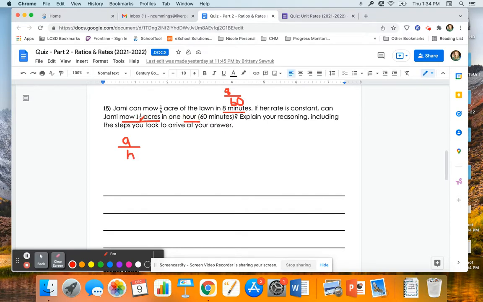Can she mow 1.5 acres in 1 hour? If she can, you can write yes, she can, because she can mow blank in 1 hour, or no, she cannot. She can only mow blank acres in 1 hour.